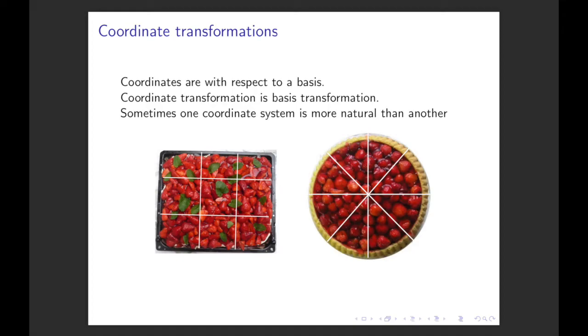We're using the symmetries of the cakes, and the description of the pieces is much more natural and easier in one coordinate system than the other. Of course, one can also describe both pieces in both coordinates. The change between them is a function which is called a coordinate transformation. Coordinates describe a point of a space with respect to a basis. Without knowing the basis, coordinates are meaningless.